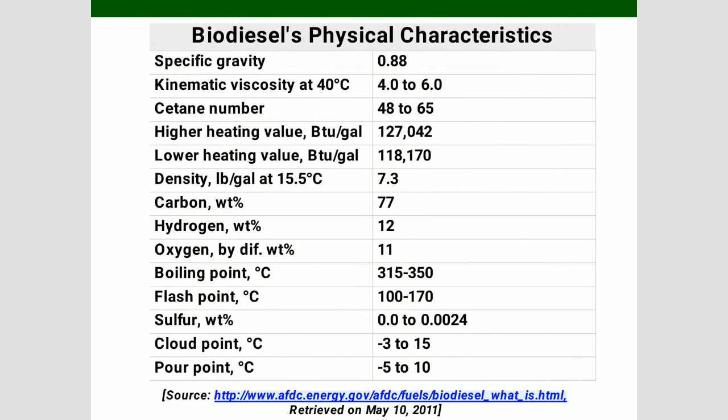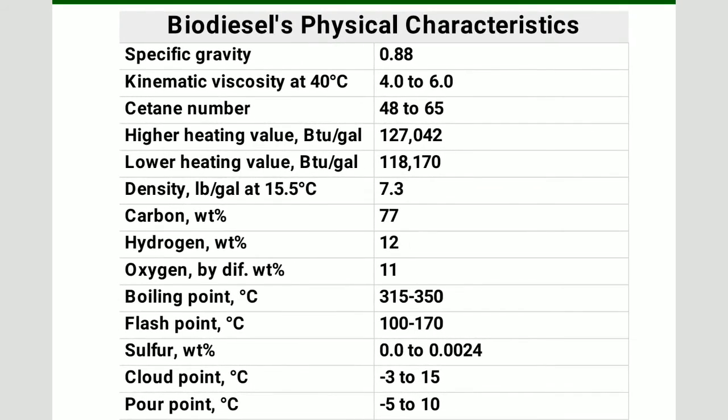Biodiesel's physical characteristics. This was collected from this website and it was taken on May 10, 2011. See here the characteristics. Specific gravity is 0.88. Kinematic viscosity at 40 degrees Celsius is 4.0 to 6.0. Cetane number 48 to 65. Higher heating value, BTU per gallon, 127,042. Lower heating value, BTU per gallon, 118,170.